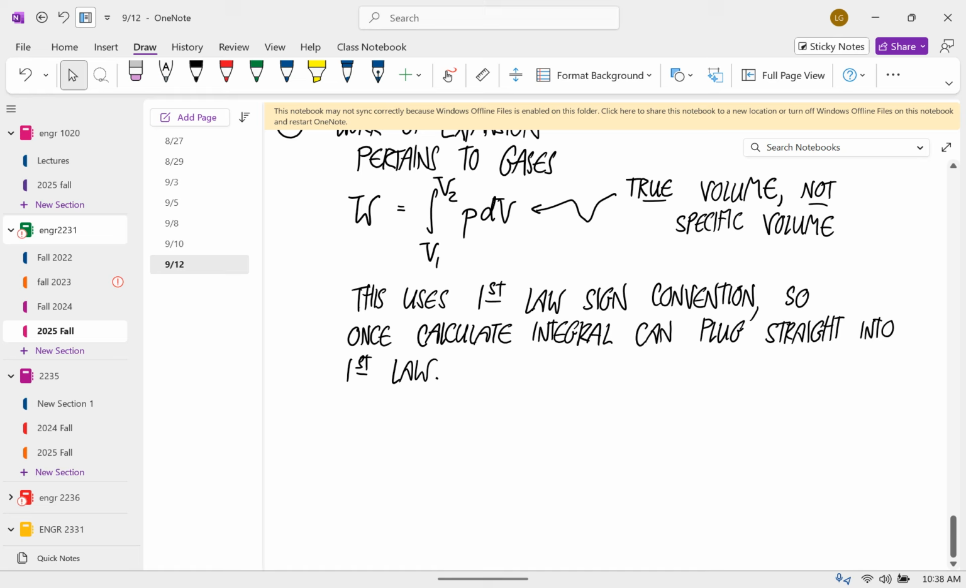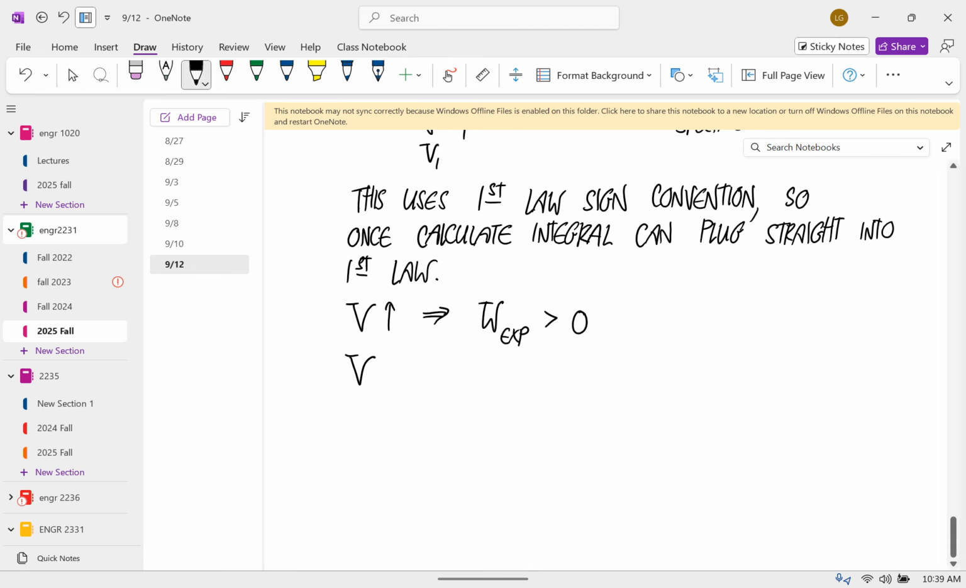And for sanity checks, it's always good to think about this. If the volume increases, that means that the work of expansion has to be positive. If the volume decreases, that means the work of expansion has to be negative. And if the volume is constant, that means the work of expansion has to be 0.